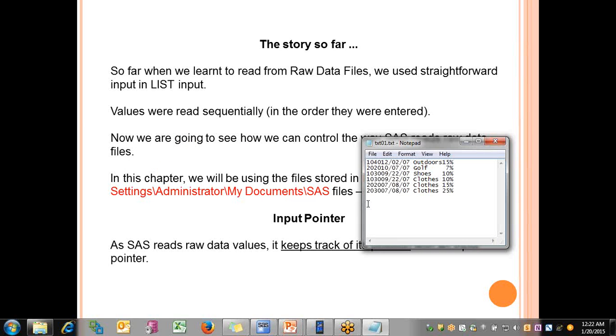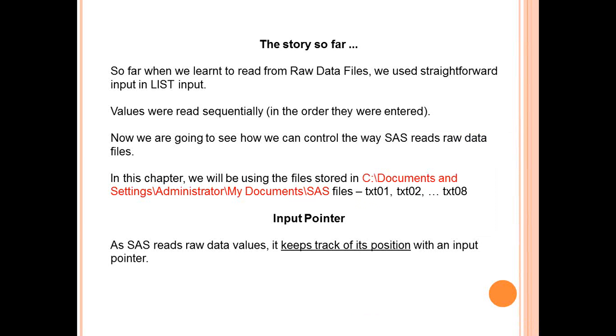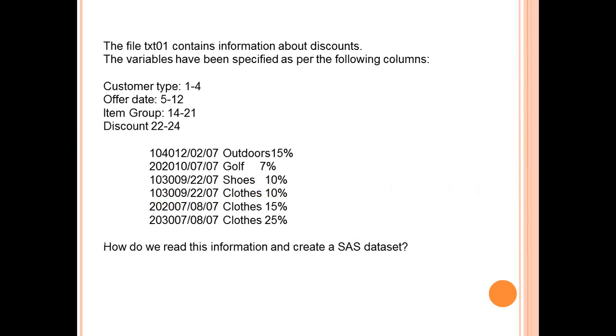If I go here and count, it would be 1, 2, 3, 4, 5, 6, 7. So this would be the 7th position, right? As we move forward every single character, the pointer's value changes. This is what we are going to track when we are controlling SAS to input or load data. You need to take care of the input pointer to make sure which value you want to get loaded into the data set.